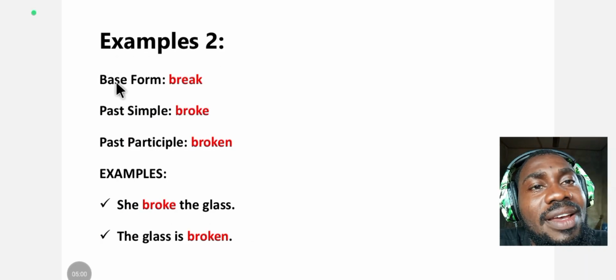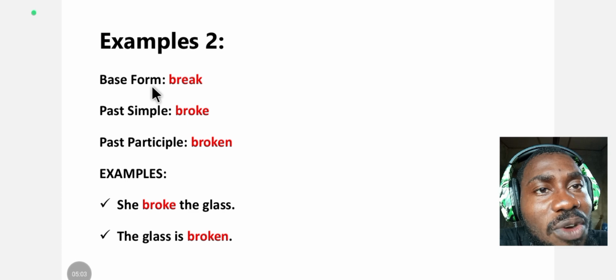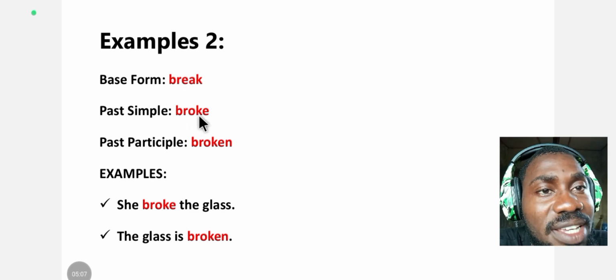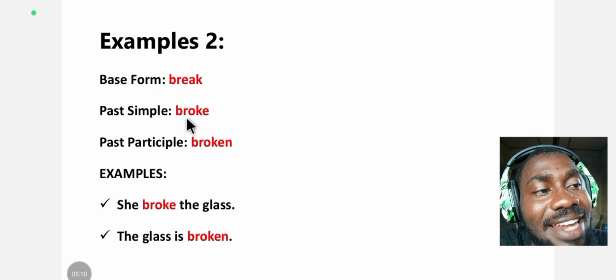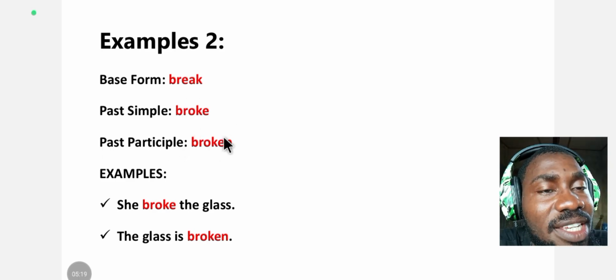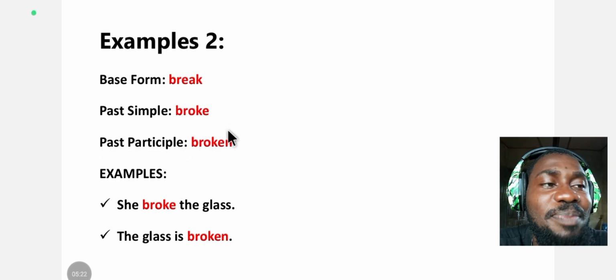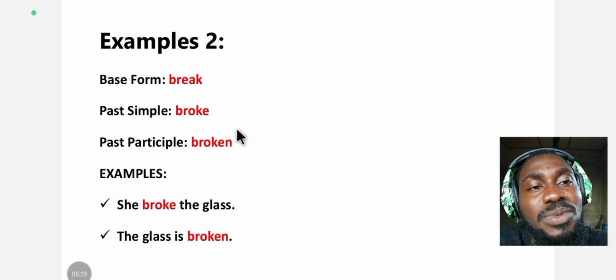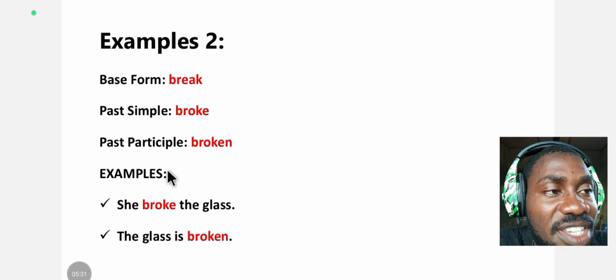Example 2. The base verb form of this is break. The past form is broke. Can you see? An entirely different spelling. Ed was not added to form a past tense. The past participle form is broken. Three different spellings: present tense, past form, past participle. Let's use it in a sentence.